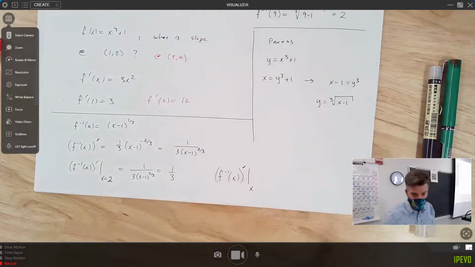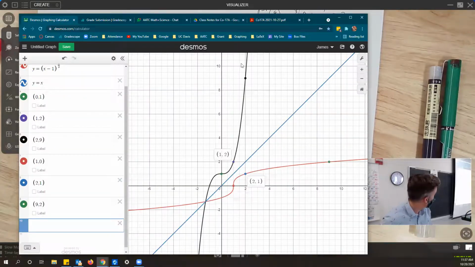In fact, let me show you again, because I think it's worth really seeing this. If I'm looking at this point up here, there's 2, 9, where the slope was 12. And now I'm looking at the point 9, 2. And I'm expecting the slope to be 1/12. And it is.